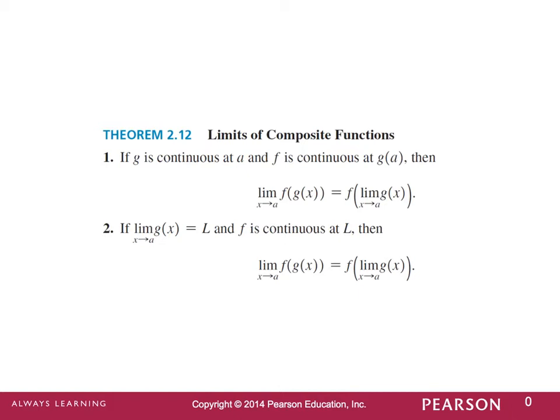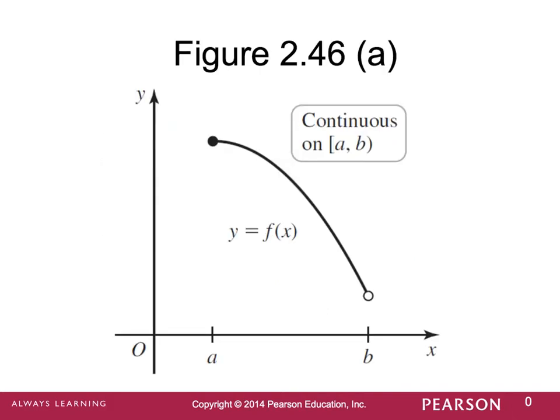And we can also conclude that if our function g has a limit that exists at a and it's equal to some value L, and we know f is continuous at L, then the limit of the composite function f of g of x is equal to f of the limit of g of x as x approaches a. This brings us to the idea of endpoints.